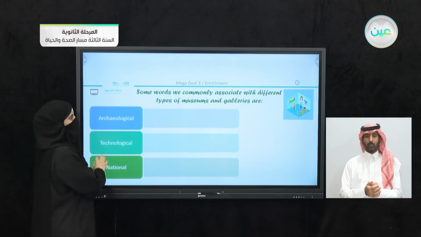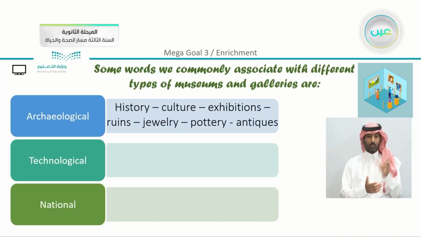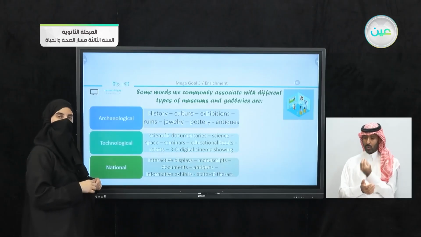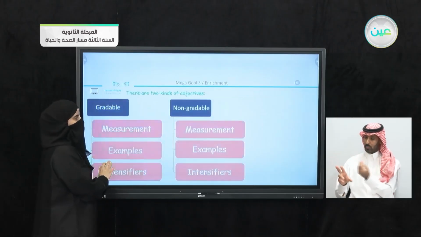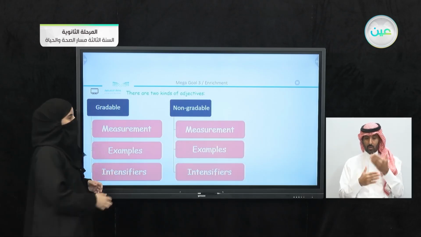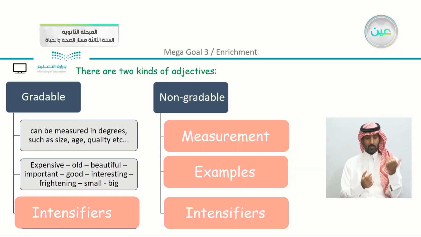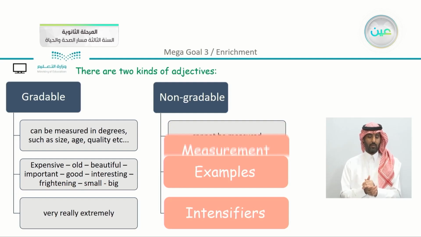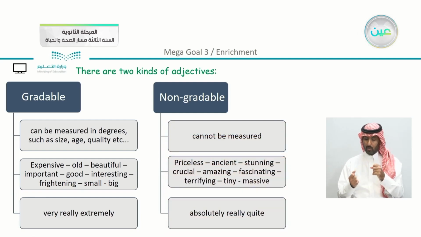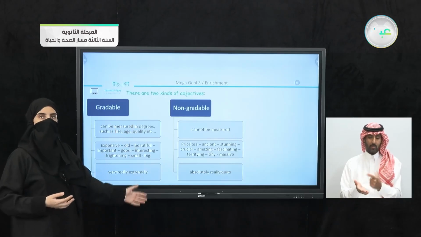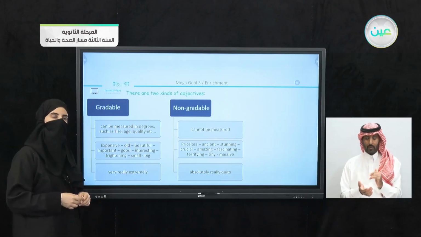After that, as you can see, we had the words that were connected and associated to museums and galleries as we studied. After that, we have here, of course, the two kinds of adjectives. We had gradable and non-gradable. And just to recall that we had the different intensifiers that are used with specific adjectives. So you can see that we have here the gradable and, of course, the non-gradable, or we say that they cannot be measured. We have different adjectives and also different intensifiers as well.